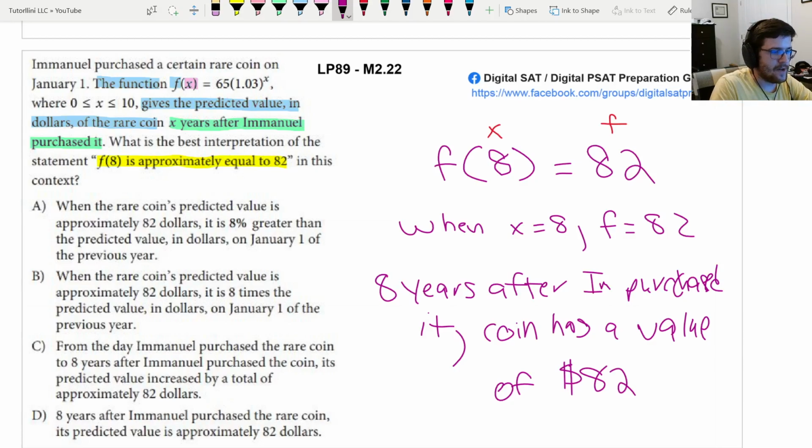All right, so let's see. 8% greater than the predicted value. Well, where the heck? That's not anywhere in our interpretation, right? So that's got to be wrong. All right. When the rare coin's predicted value is approximately $82, it is 8 times the predicted value. What? We didn't say anything about that in our interpretation. That's wrong, I think.